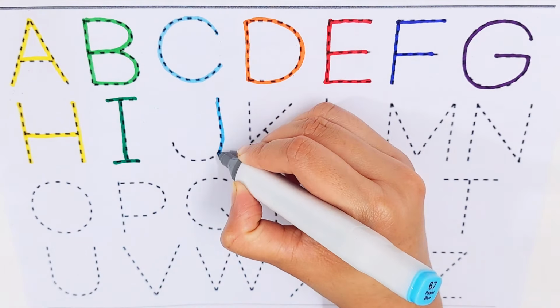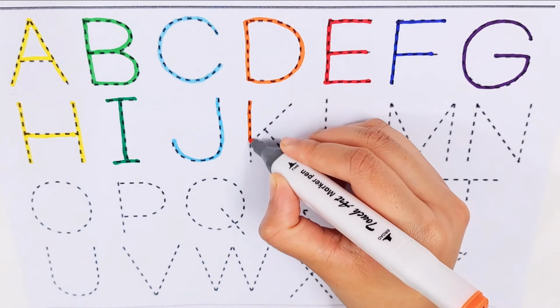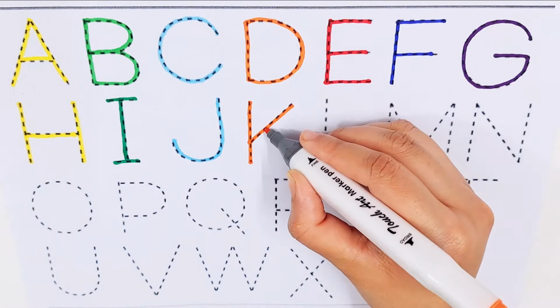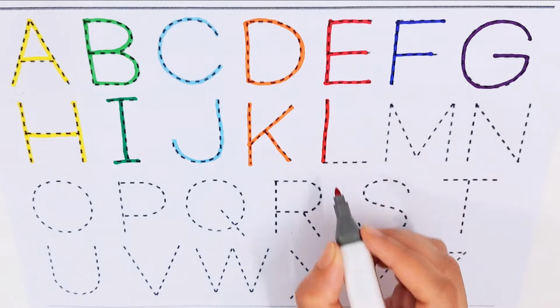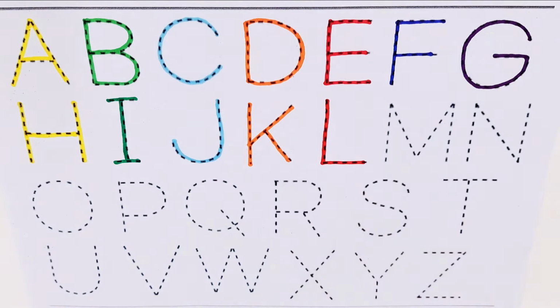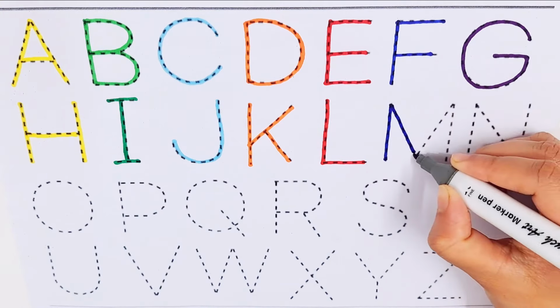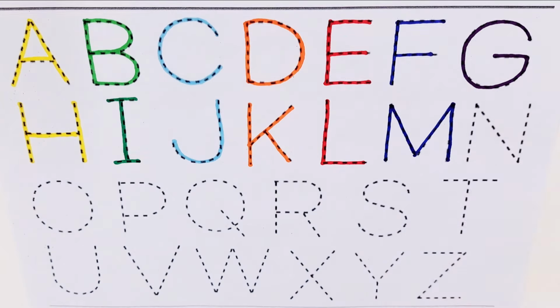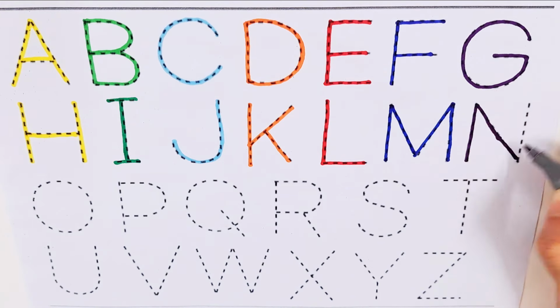J. J for jar. K. K for kite. L. L for lotus. M. M for mango. N. N for nails.